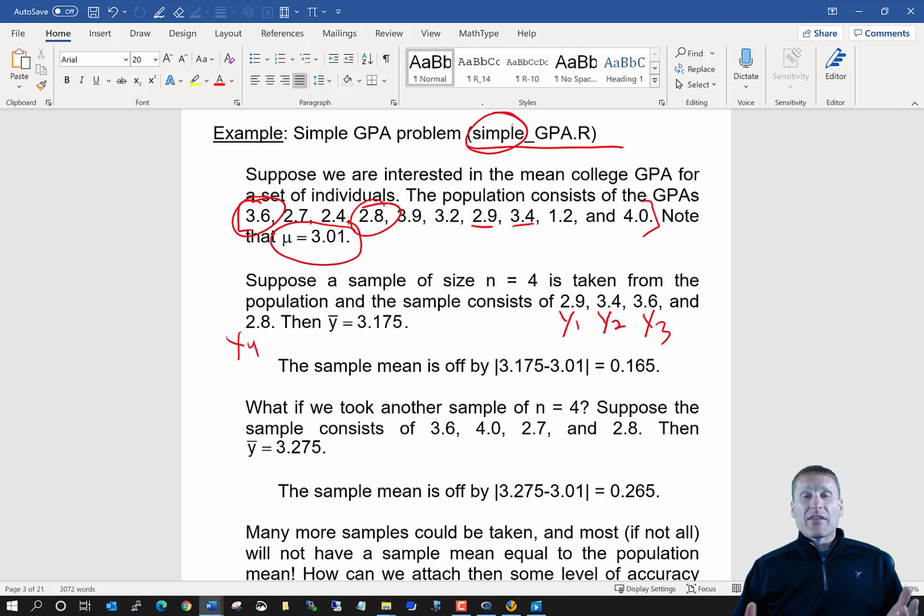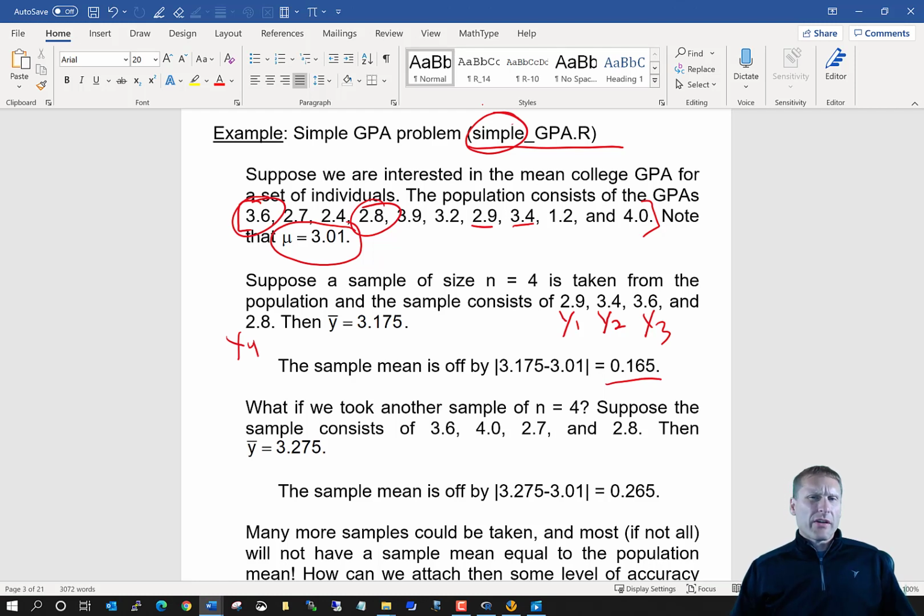Now note that this is not exactly equal to the population mean. In fact, it's off by about 0.165. So it's fairly close, but we wouldn't expect it to be exactly equal to the population mean.